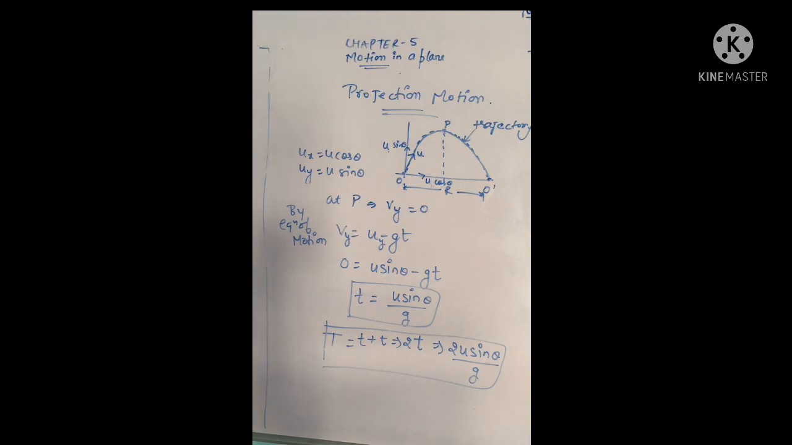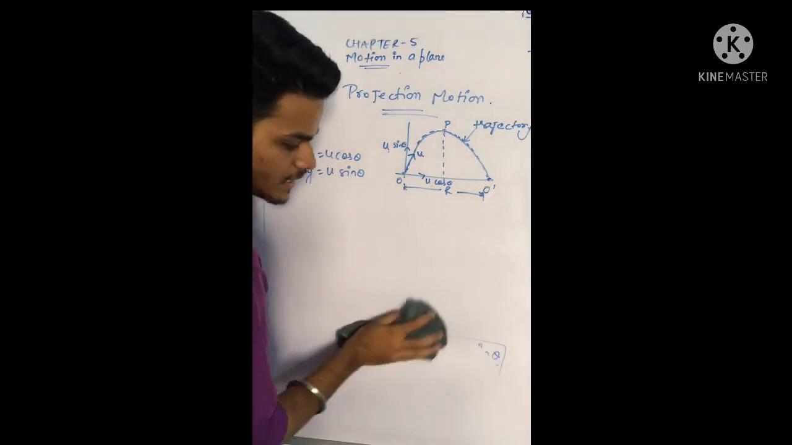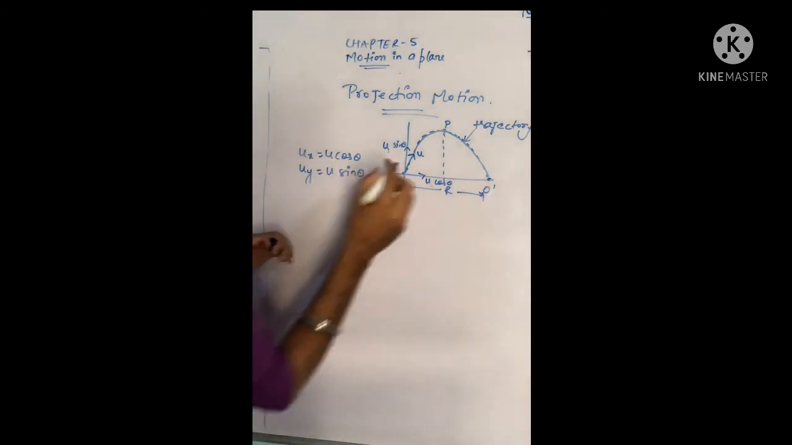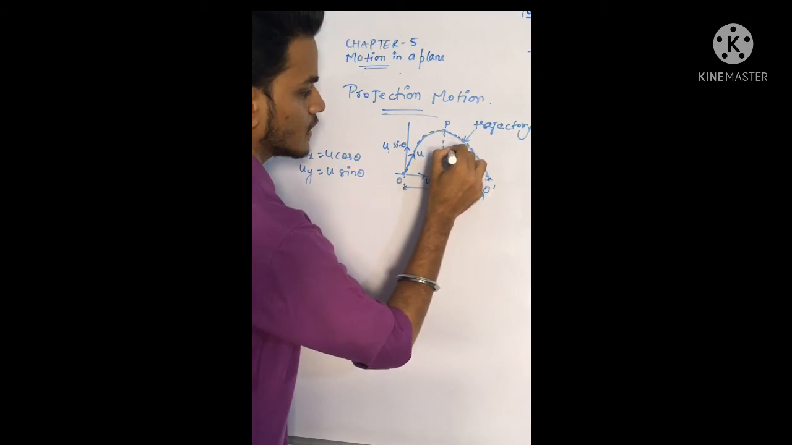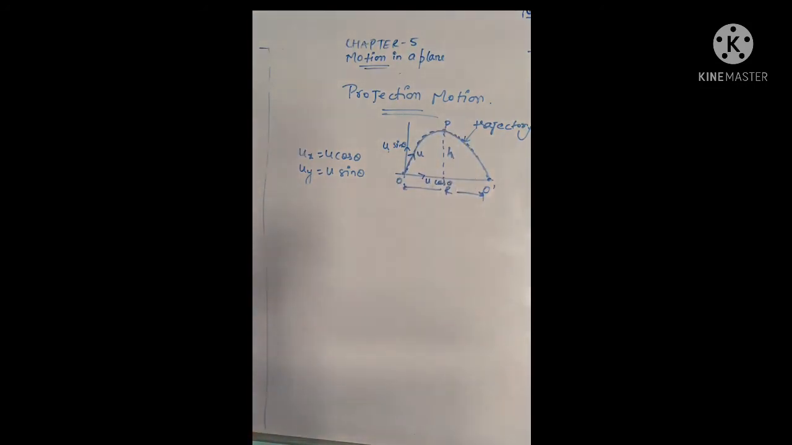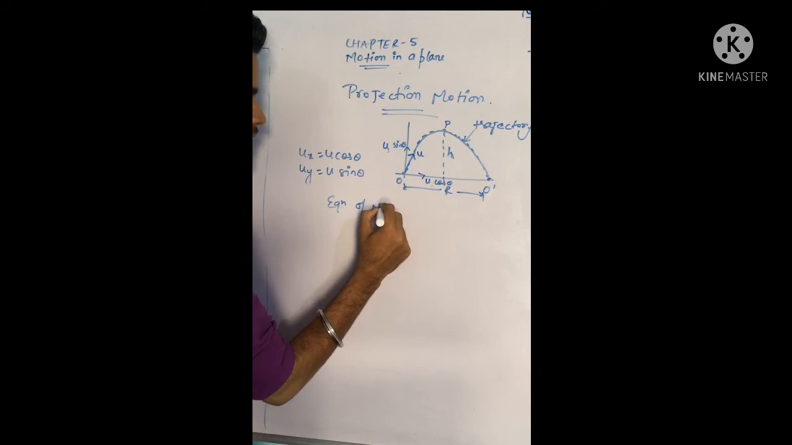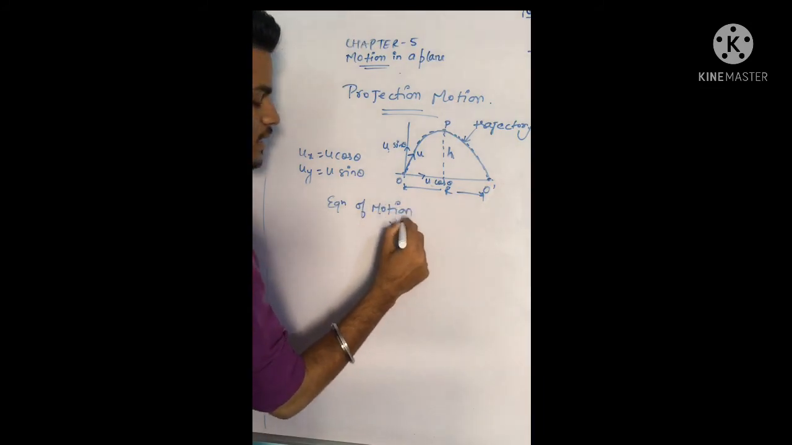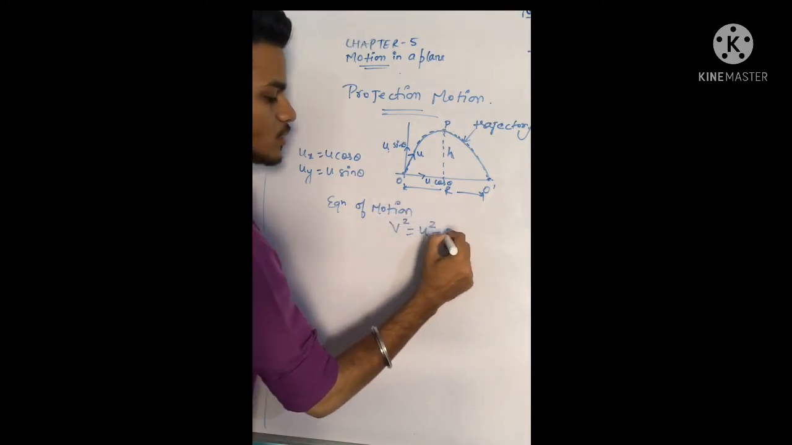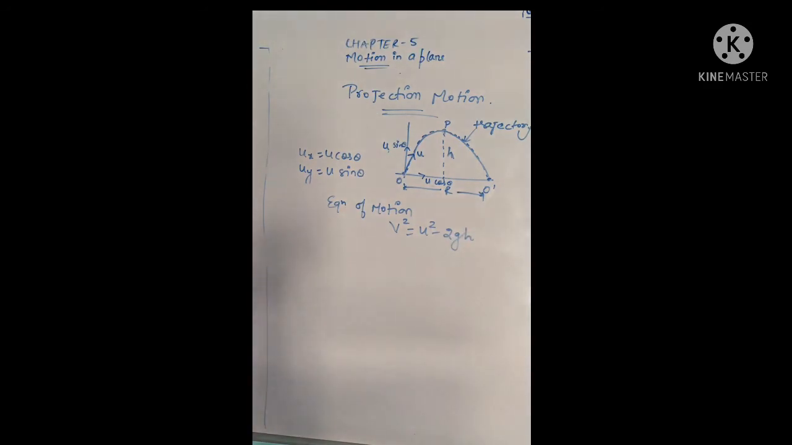Now the next case is we have to find the height of the projectile. Height of the projectile means this height from the earth to the point P. What will be the height? So to find height, we have the equation of motion. By equation of motion, v square is equal to u square minus 2gh. We have to use this equation of motion.